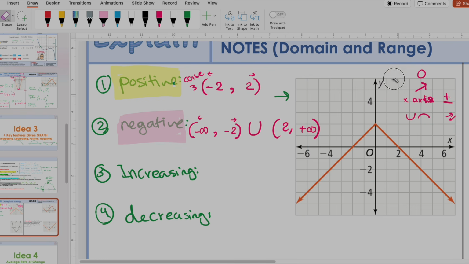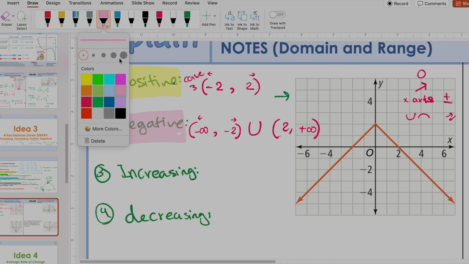Again, for increasing, decreasing, you have to consider the first, second, and last case. The third case you don't have to look at, because you're talking only about increasing, decreasing. That one is only for positive, negative intervals.